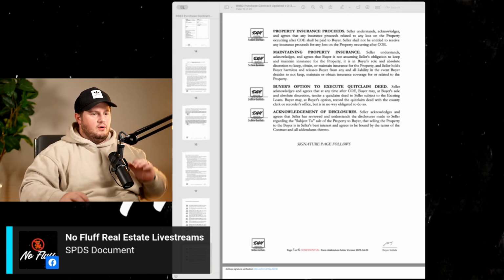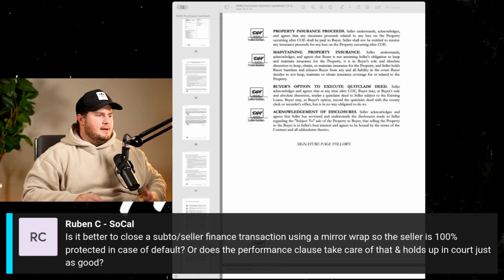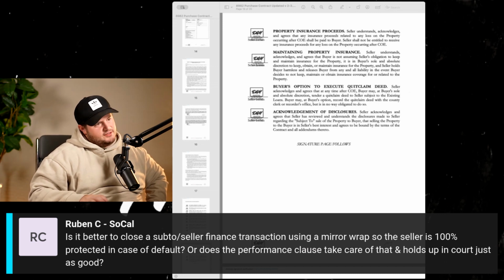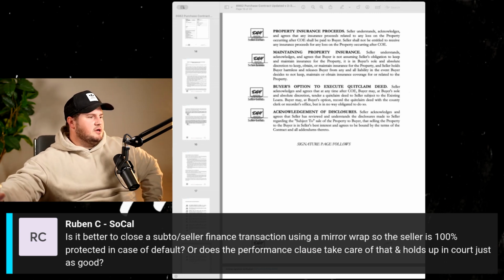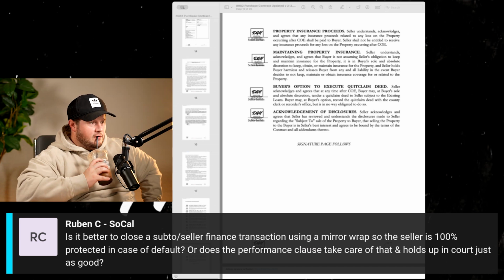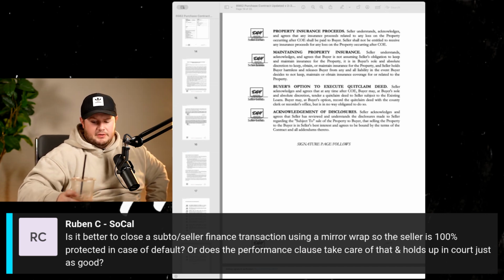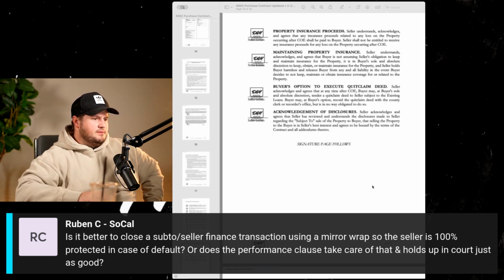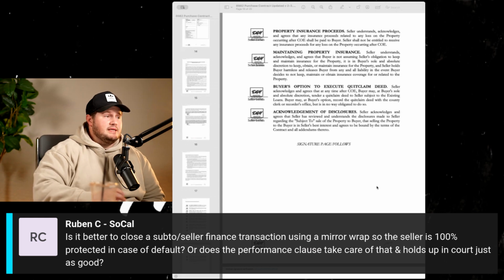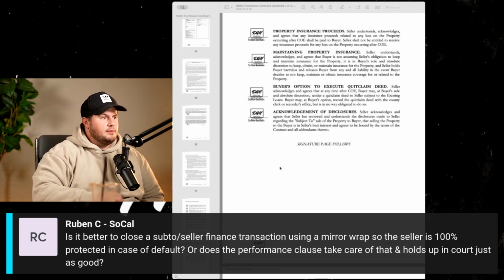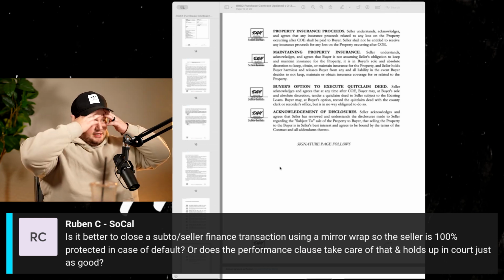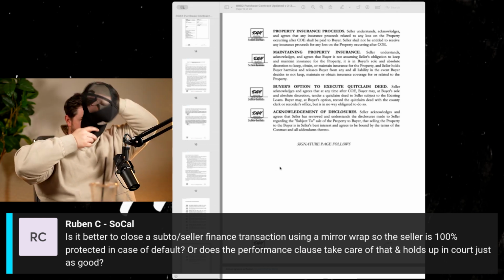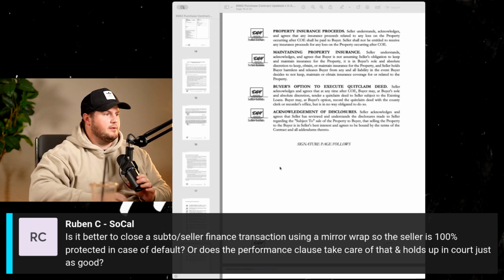Okay. Ruben says, is it better to close a sub-2 seller finance transaction using a mirror wrap so the seller is 100% protected in the case of default? No. I mean, it doesn't really matter. They're still under the same legal responsibility regardless. If you do a mirror wrap, your sellers are in second position. Or does the performance clause take care of that? The performance clause really is unenforceable, to be honest with you. It doesn't really hold up in court. So if they want to be a little bit more protected, then sure, do a mirror wrap and they have a note and deed of trust where they're the lender, but it was still a subject to transaction. So they still have quite a bit of risk.